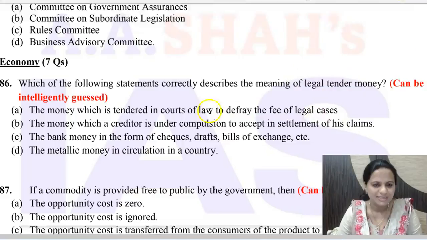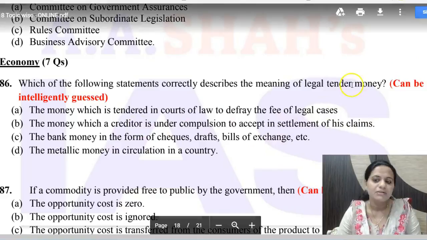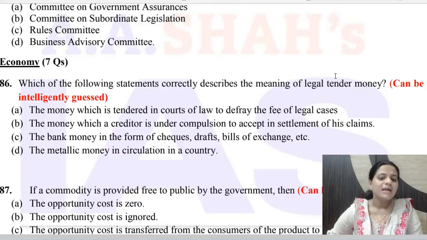The money which a creditor is under compulsion to accept in settlement of his claims. So if you have taken money from someone, a loan from someone, the creditor will have to take back this legal tender money in return of that loan. So that is there. Bank money in the form of checks, drafts, bills of exchange.